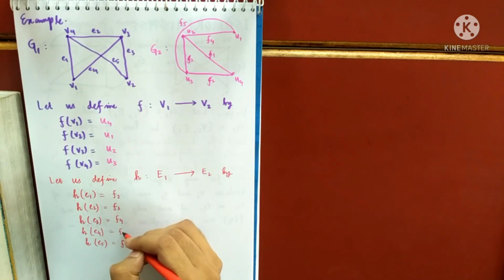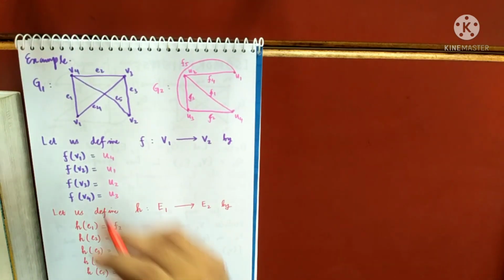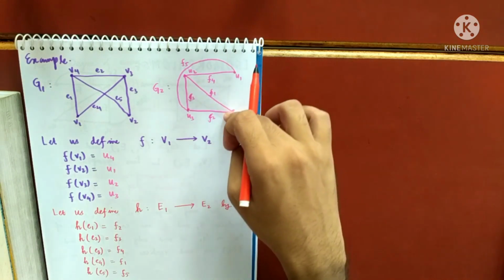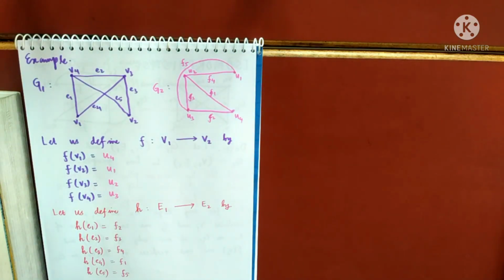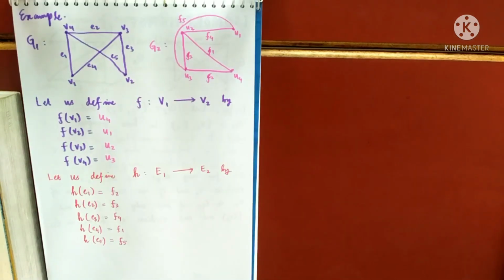No. If I am turning this like this, E5 will go to F5, right? And this will go to F1. E4 will go to F1. Where is E4? This way. F1. Yes. Hold on. No, I made a mistake. Just a minute. So it is right.